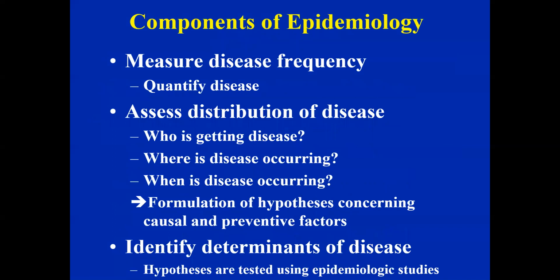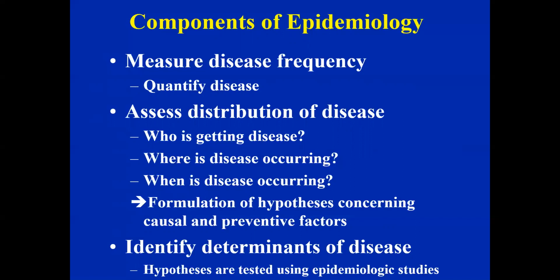So what are the components of epidemiology? I think we've discussed this. First, we need to measure the disease. We've discussed the measures of disease frequency. That's where we are quantifying the disease. Then we need to assess the distribution of the disease. Who is getting the disease? Where is the disease occurring? When is the disease occurring? That's our distribution. Then from assessing those things, we then formulate hypotheses. So when you say who is getting the disease, where are they getting the disease, when are they getting the disease, by really studying that, we can then formulate the hypothesis.